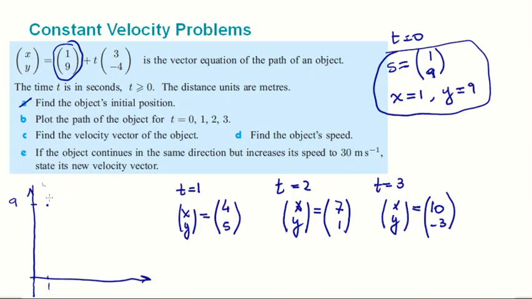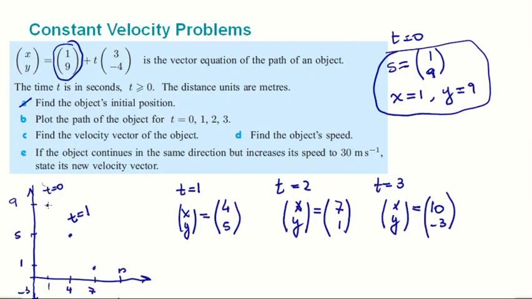So t equals 0, that's t equals 0. What about t equals 1? That's (4, 5). So let's assume this is position 4 and this is 5. This would be my new point, t equals 1. And remember, this should form a line. Now t equals 2, x is 7, y is 1. Those displacements are going to be the same. The next point would be somewhere down here because this is 10, and this is take away 3. This is not a good scale, so it might not look very good.